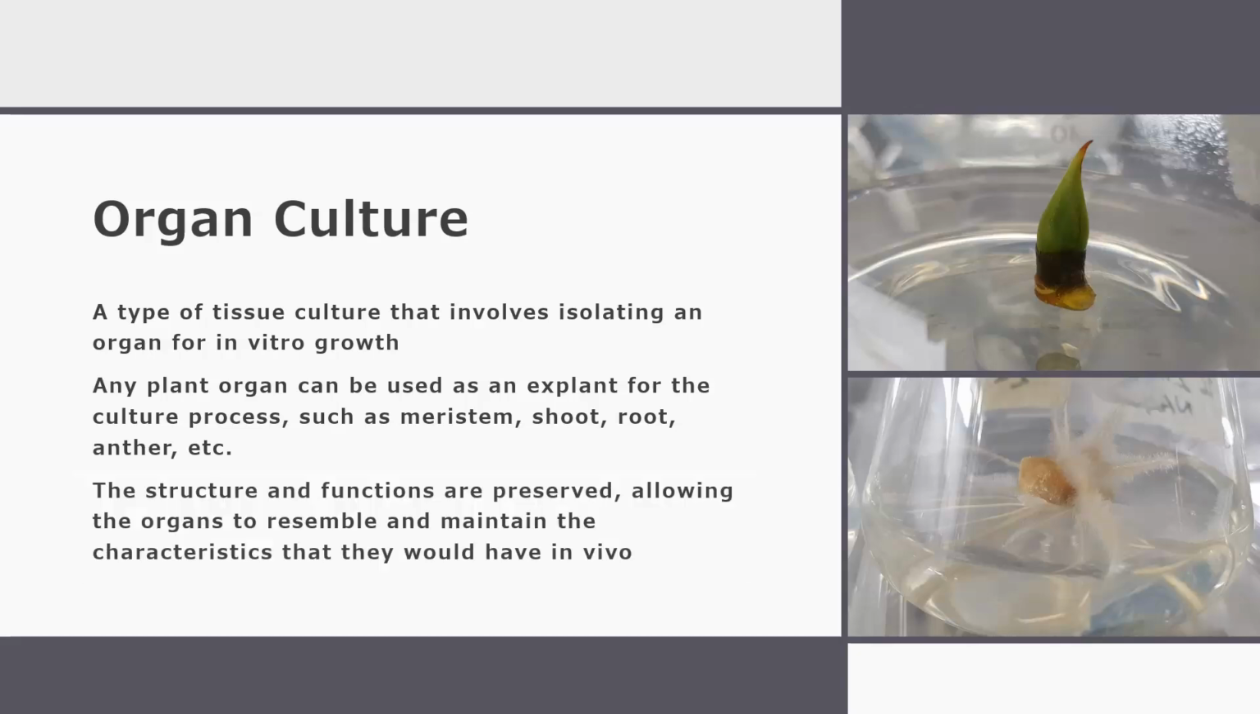With organ culture, or when using various tissue components, the method is used to preserve the structure and function of the organ, allowing it to retain characteristics similar to those it would have in vivo. The organ continues to grow as long as it retains its physiological features. As such, organ culture provides valuable information on patterns of growth, differentiation, and development.